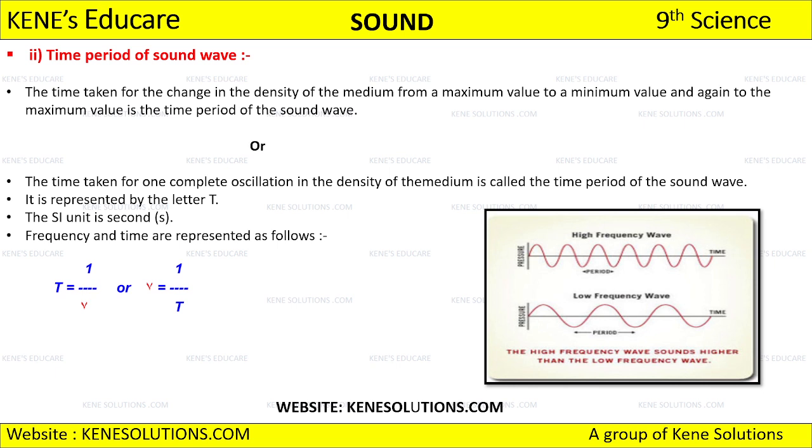Then the frequency and time have been represented as follows. T is equal to 1 upon nu, or nu is equal to 1 upon T. So there's a relation that exists between both, right?